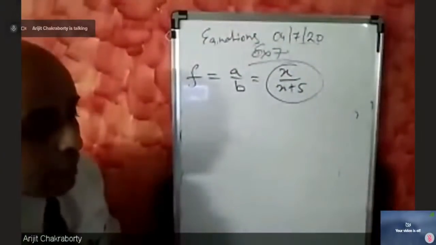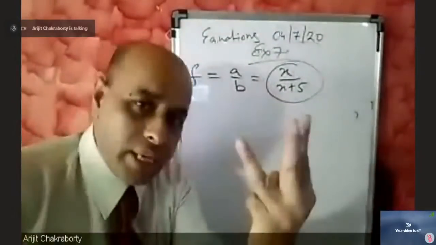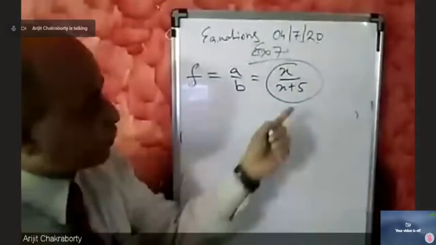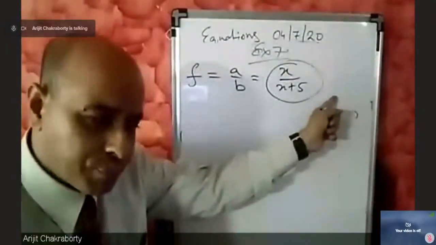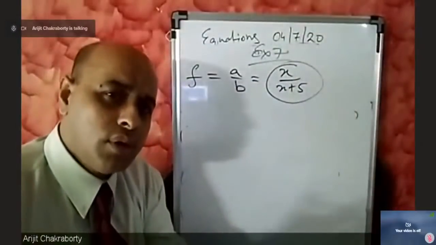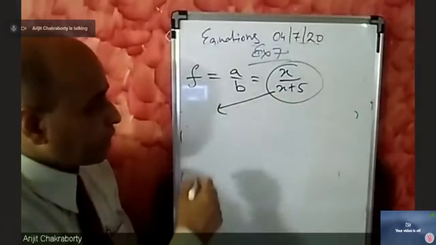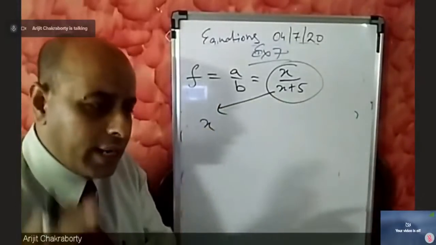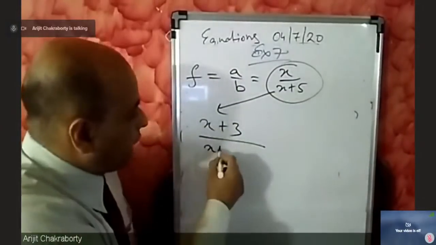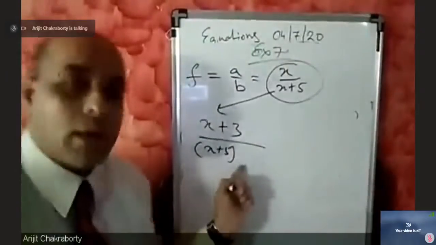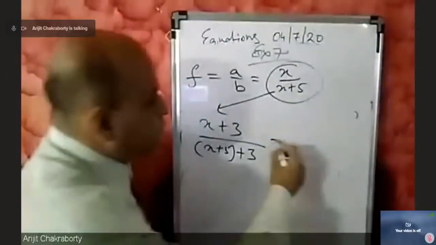Fine. Now the question they are saying in the numerical problem is that if 3 is added to both, so 3 is added to the numerator as well as 3 is added to the denominator, the fraction becomes equal to 3 by 4. So let us put it in the equation form. Numerator we are adding by 3. Denominator we already have x plus 5. Now we are adding 3 again. So x plus 5 plus 3. So this becomes 3 by 4.